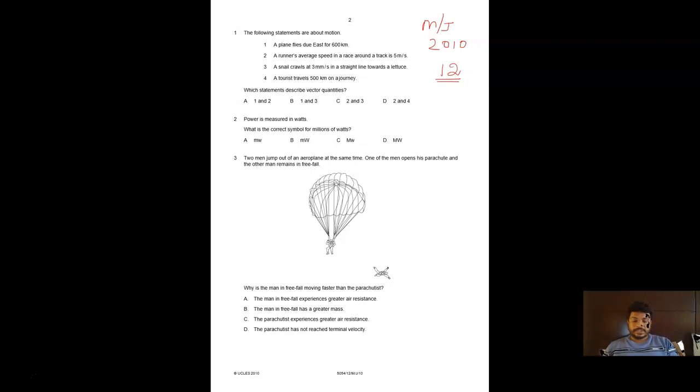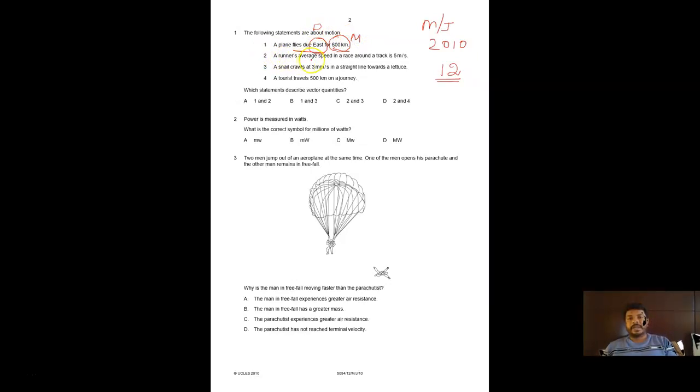Okay, let's start. The following statements are about motion. Here they give: a plane flies due east for 600 kilometer. So here you have to note down due east for 600 kilometer. East is a direction and 600 kilometer is a magnitude. So here we have the direction, here you have a magnitude.